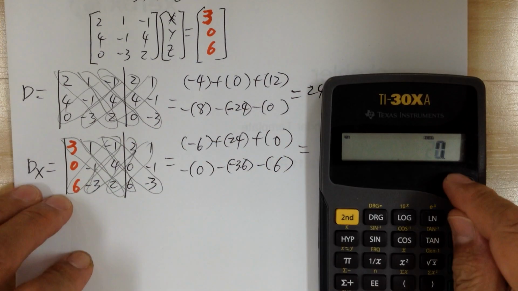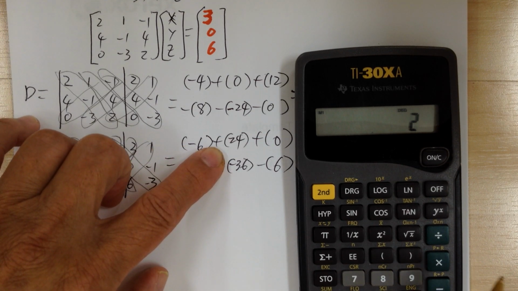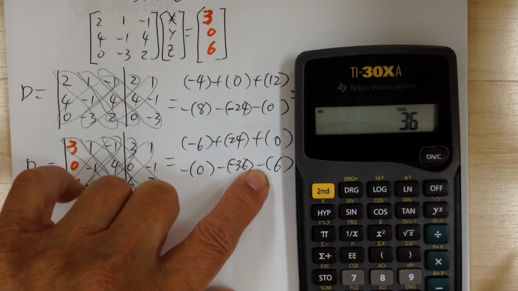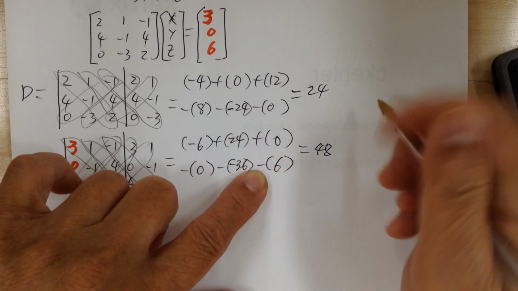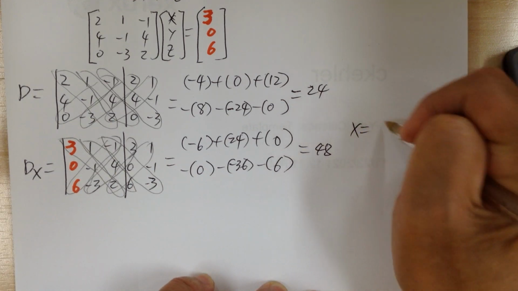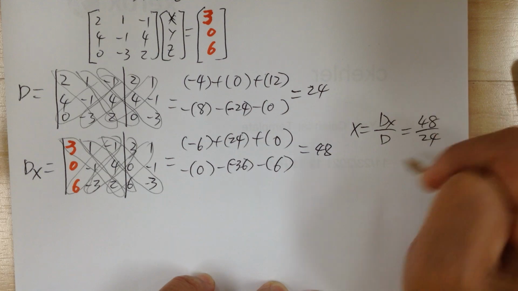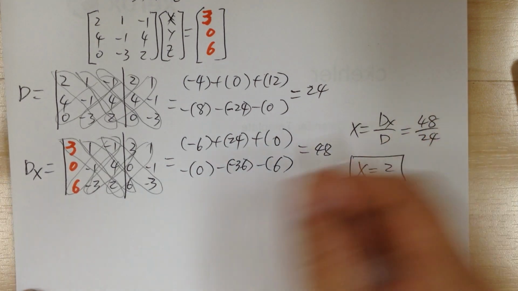Okay, let's work it out. So negative 6 plus 24. This becomes plus 36 minus 6 equal 48. Okay, so x equal to dx over d, so equal to 48 over 24, so x equal to 2.